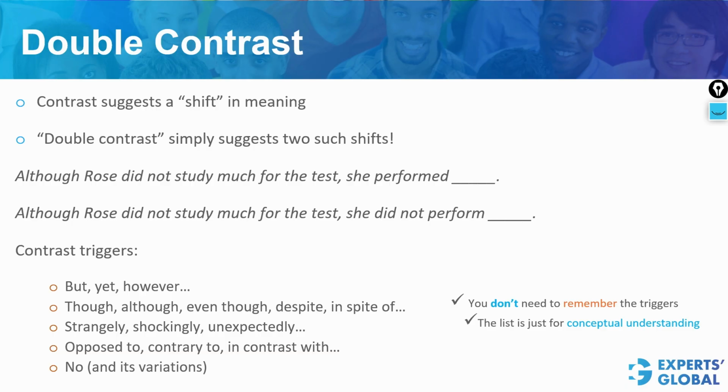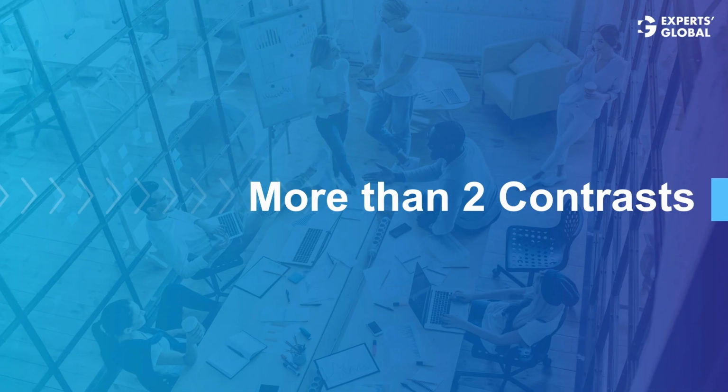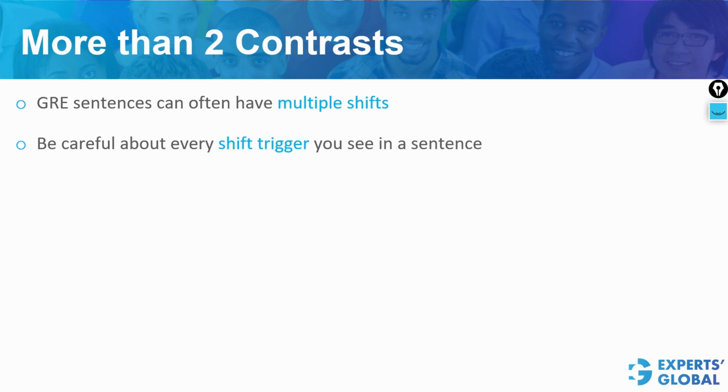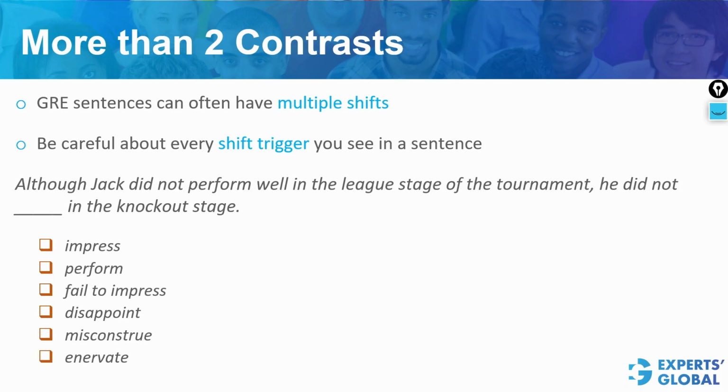Let's now look at the case of more than two contrasts in a sentence. GRE sentences can often have multiple contrasts and therefore multiple shifts in meaning. Please be careful about noticing and processing every shift trigger that you see in a sentence. Look at this question. Please pause the video and solve it.